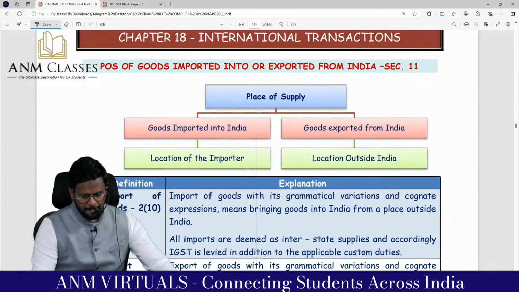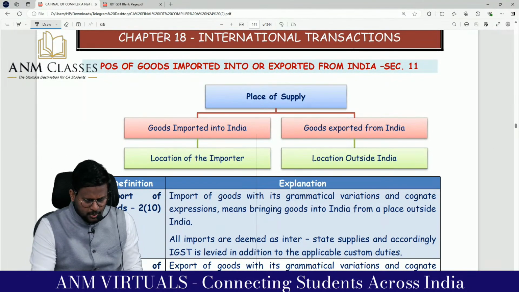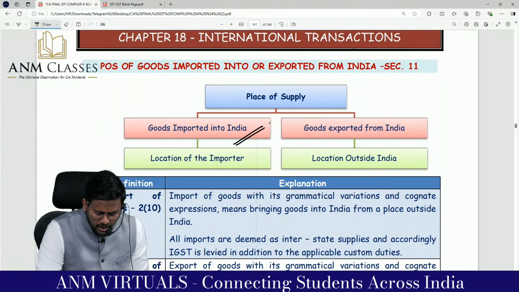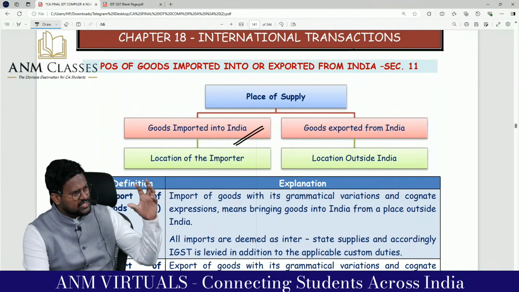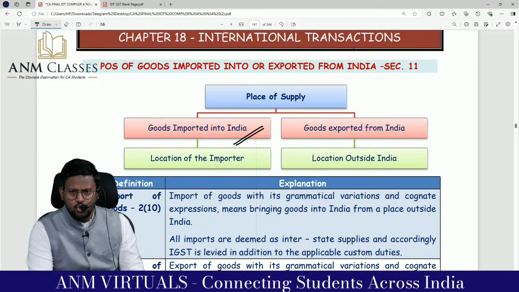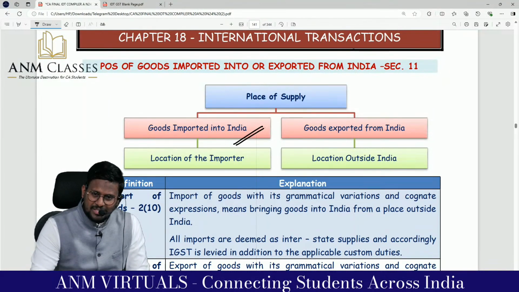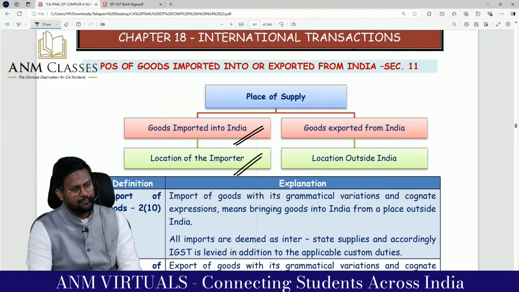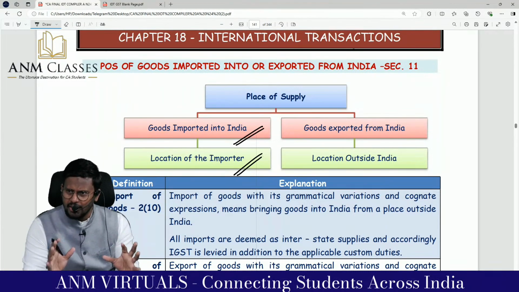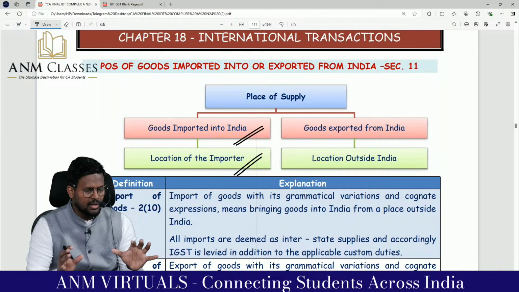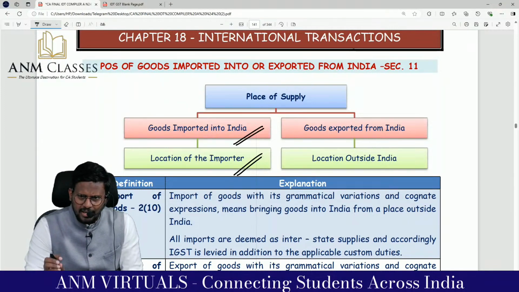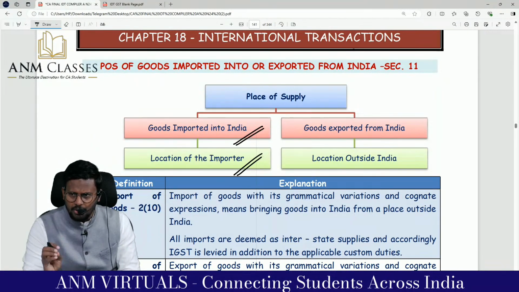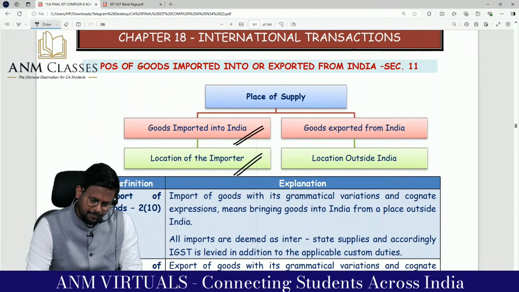Section 11, place of supply, is dealing with two things. Goods imported into India. That means from outside India, you are bringing goods to India. Then the place of supply is the location of the importer. That means wherever the importer is, that is the place of supply. If the importer is in Kerala, Kerala is the place of supply. If the importer is in Tamil Nadu, Tamil Nadu is the place of supply.